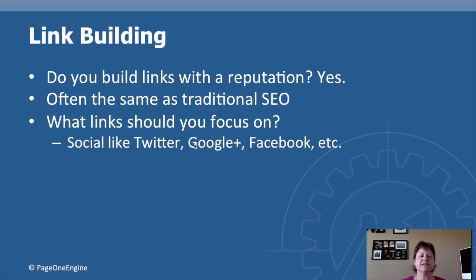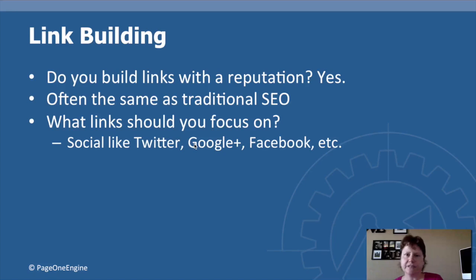Well, social links like Twitter, Google, Facebook, etc. You can actually rank Twitter accounts and Google accounts and Facebook accounts. Again, using the same methodologies, making sure that you have unique content going on Twitter and Google and Facebook, making sure the images you use on those profiles are unique as well, using your keywords. But then having a good quality link building strategy.